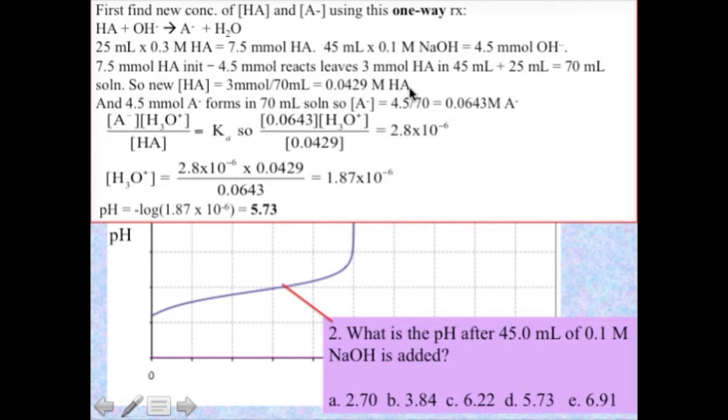And the conjugate base A minus, we have 4.5 millimoles, which formed from the reaction of hydroxide with weak acid in 70 milliliters of solution. So the concentration of conjugate base is 4.5 millimoles divided by 70 milliliters, or 0.0643 molar. Plugging these values into the mass action equation and solving for hydronium ion, we get 1.8 times 10 to the minus 6 as the concentration of hydronium ion. And taking the negative log of that, we get a pH of 5.73.